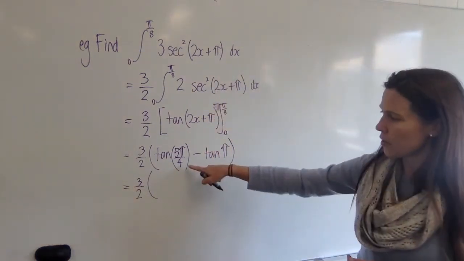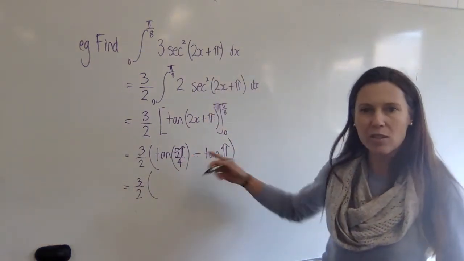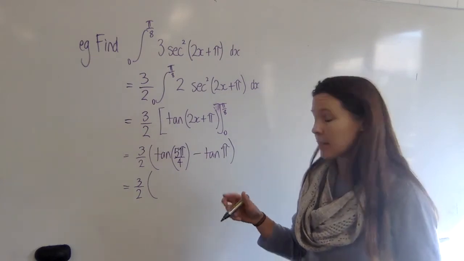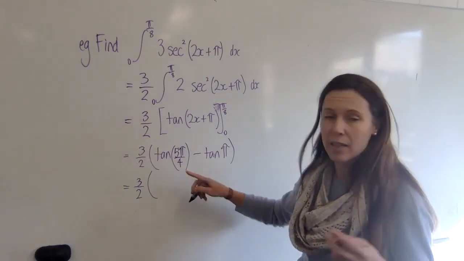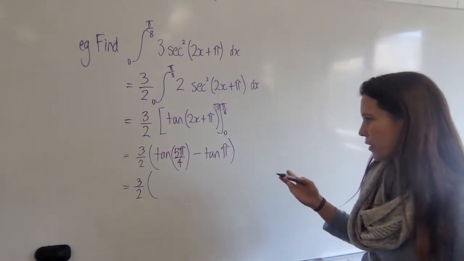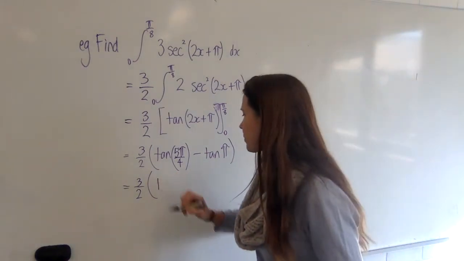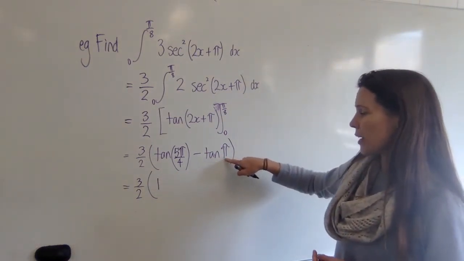Now I know that the tan of 5 pi on 4, that's just the third quadrant answer. That's exactly the same, in fact, as the tan of pi on 4, or 45 degrees. So that's 1. And the tan of pi is 0.